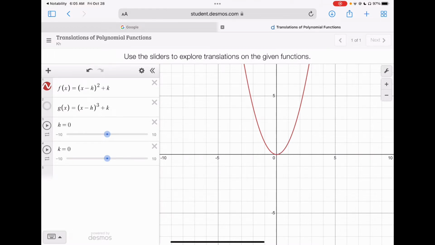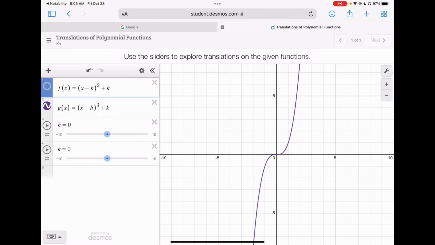So if I want to just focus on quadratic, I can have that one highlighted. If I want to just focus on cubic, I can have that one highlighted. So I'm going to start with quadratic. You'll notice that both of the structures of these functions are exactly the same. They both have an x minus h inside the parentheses. And for quadratic, it's squared. For cubic, it is to the third power. And then they have a plus k outside the parentheses. That is the structure for horizontal and vertical translations.